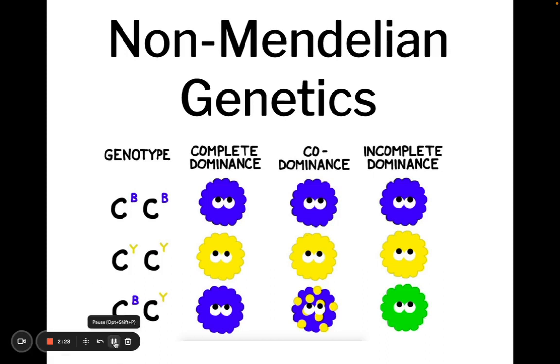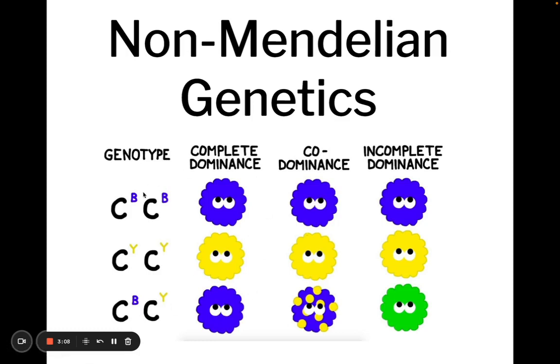Over here on the left, we have Mendelian genetics, what we call complete dominance. So remember, if you were homozygous dominant or heterozygous, guess what? You were blue. In this case, you were blue because blue is dominant to yellow. You are only yellow if you have two recessive alleles for yellow, okay? So this is called complete dominance.